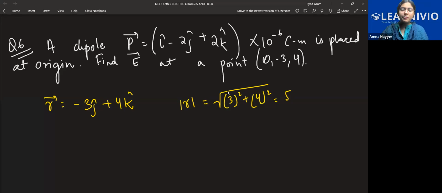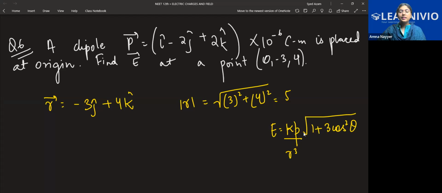Now, remember, for electric field at any angle, I have discussed with you that electric field is kp by r cube into root of 1 plus 3 cos square theta. This is the formula of electric field at any angle. Right? It means we need cos theta. So class, what do you think?